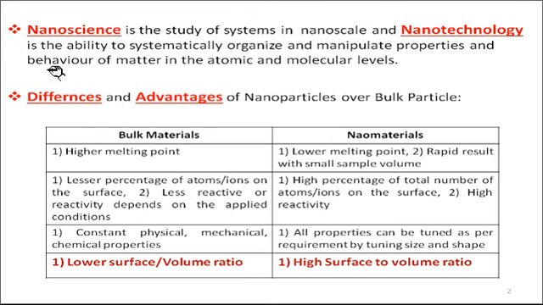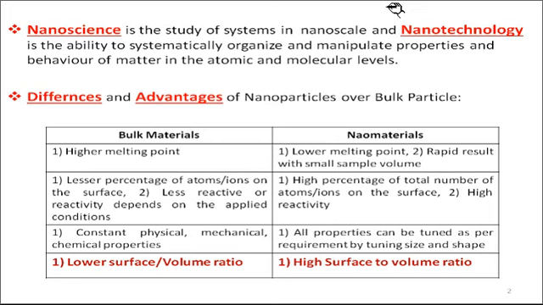So what is basically nanoscience? Nanoscience is the study of systems in nanoscale, and nanotechnology is the ability to systematically organize and manipulate properties and behavior of matter at the atomic and molecular levels. What does it mean? It means that for any system, if any one dimension of such a system falls in the 1 to 100 nanometer range, then the study of such systems is known as nanoscience, okay.